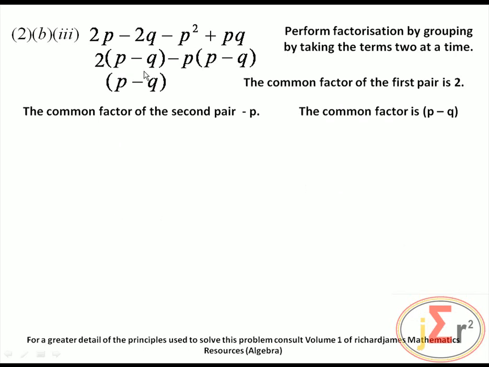The common factor in this particular case is p minus q. We can see that p minus q in the first instance and p minus q has a second occurrence right here. So we know that the common factor is p minus q, and the other brackets will be occupied by 2 minus p.